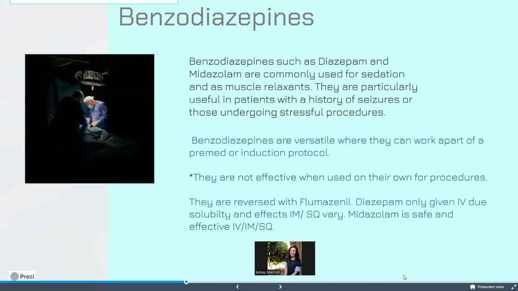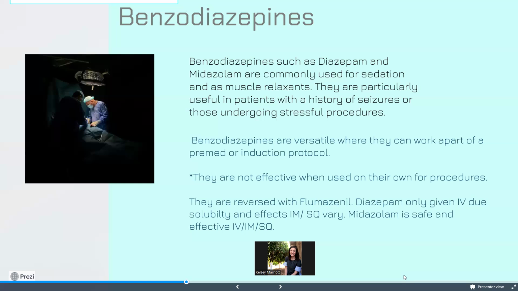The nice thing is these drugs can be a part of a pre-med protocol or an induction protocol. They're never really used on their own for these types of practices. So if we're wanting to sedate a patient fully, we're not going to just reach for a benzo. These are a part of a multimodal drug effect. So this is where we're doing that balanced anesthesia.